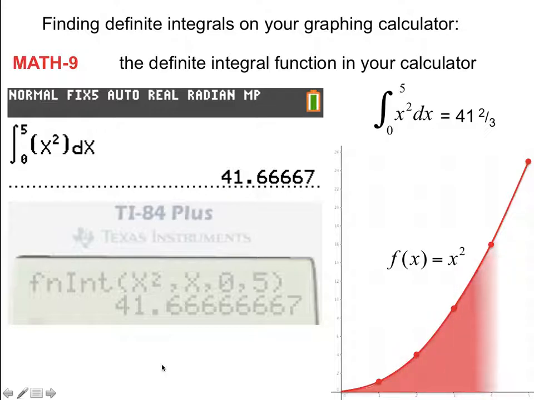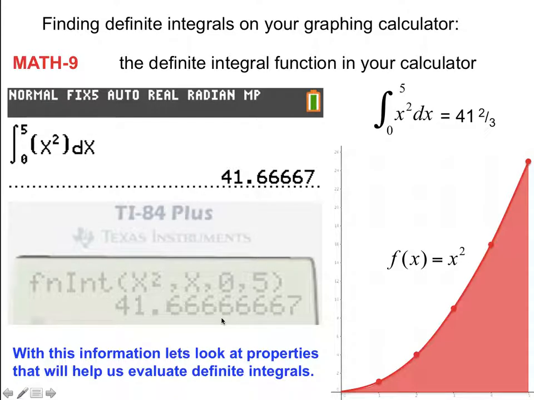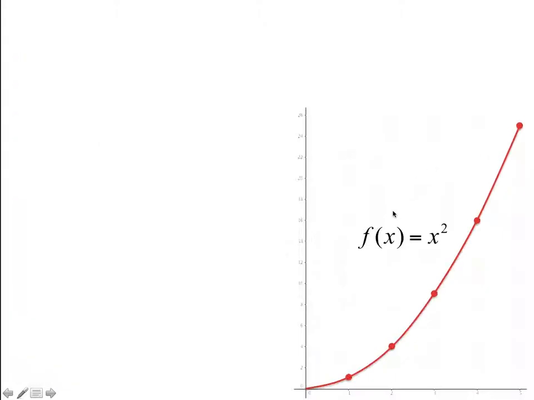So that represents then that 41.667, or 41 2/3, is the value of the area of this region. Again, I want to stress, it's the region between the function and the horizontal axis. Since this region is above in the first quadrant, we get a positive answer. With this information, we're going to look at some properties that will help us evaluate definite integrals, knowing this number and then not having to use a calculator after we know this number.